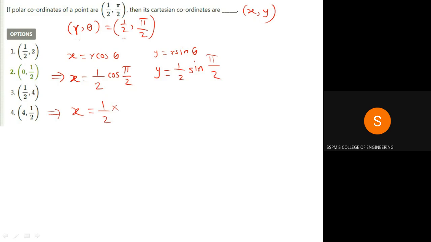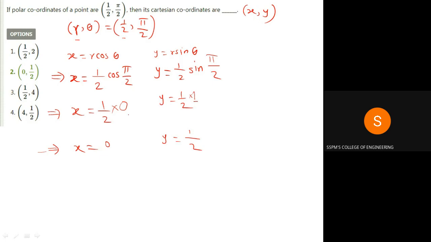What is the value of cos pi by 2? Cos pi by 2 means pi is equal to 180 degrees. So pi by 2 means 90. So what is the value of cos of 90 degrees? It is 0. Similarly, y is equal to half. What is the value of sin pi by 2? Again sin 90. What is the value of sin 90? It is 1. So we will multiply this. x is equal to what? Half into 0, it is 0. And what is y? y is equal to half into 1, it is half.